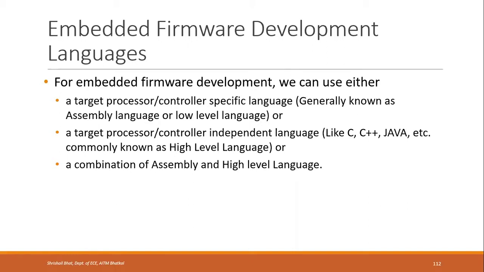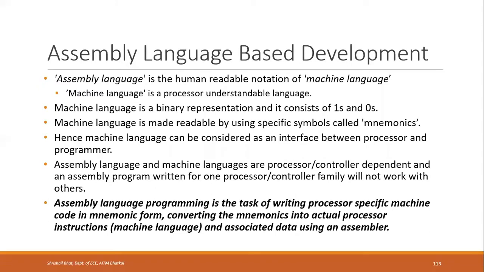And also you can use a combination of both of these, a combination of assembly and high level language. Okay. So we can use assembly language, high level language, or a combination of both of them. So we will see assembly language based development. Assembly language is the low level language. It is the human readable notation of machine language.